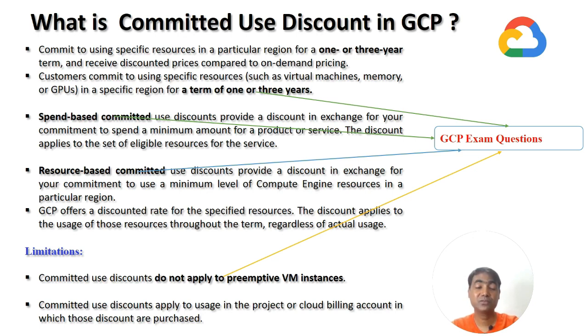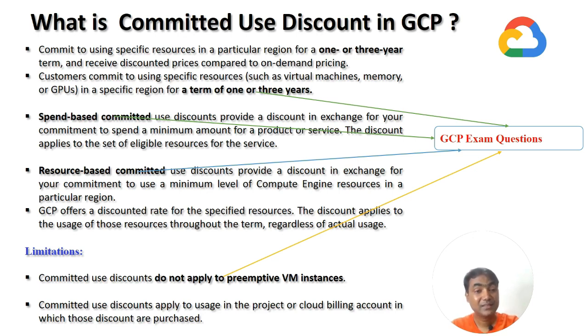In the GCP console, no need for a long-term commitment. The committed use discount allows the customer to enjoy the discounted pricing without the need for long-term contracts, making it more flexible compared to a traditional enterprise agreement.